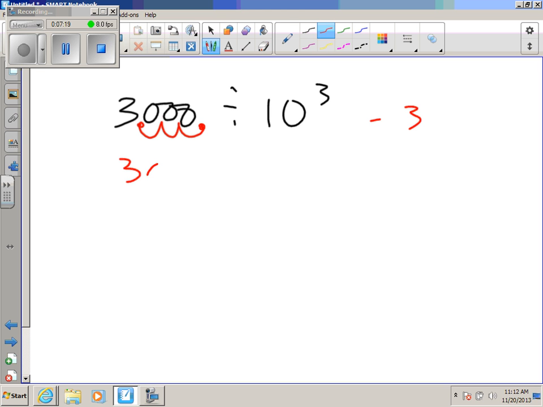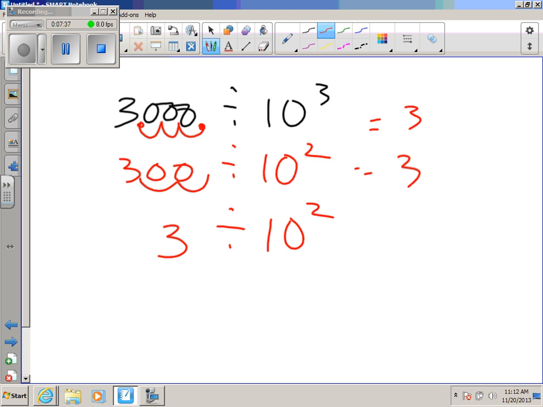And we go and we say, okay, well, 300 divided by 10 to the second, we would say, well, 2 places equals 3. What happens, though, if we get a situation like this, where it says, okay, you've got 3, and we're going to divide by 10 to the second power. I need to move it how many places? 2 places.